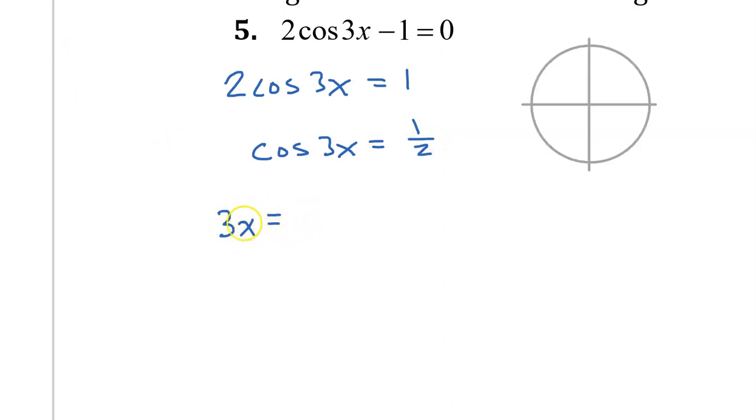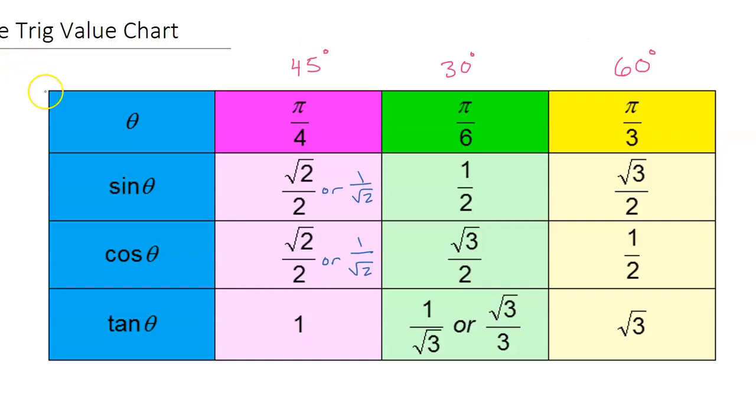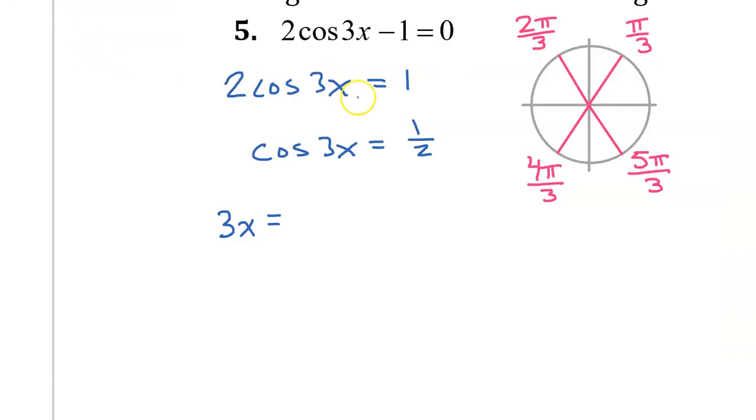Next, we solve for 3x by asking ourselves the cosine of what is equal to 1/2. We know that cosine of pi over 3 is equal to 1/2, so pi over 3 is the reference angle. In every quadrant, there is an angle that has a reference angle of pi over 3. The cosine of any of these will give us some kind of 1/2, but 2 of these will be positive 1/2, and 2 of these will give us negative 1/2.